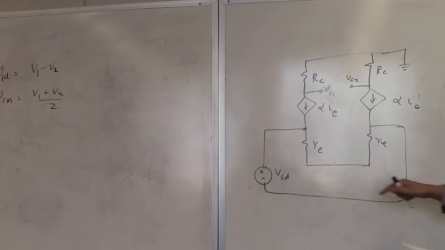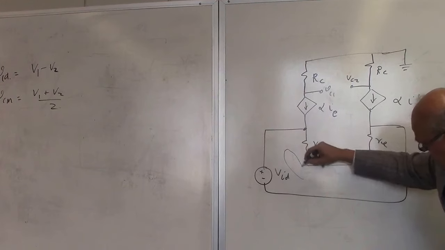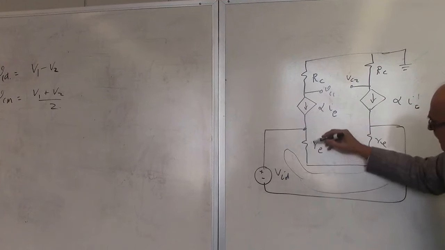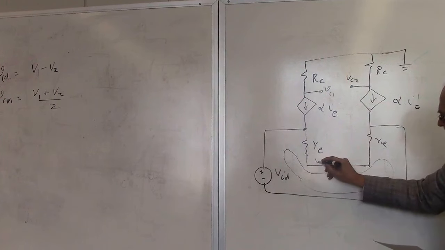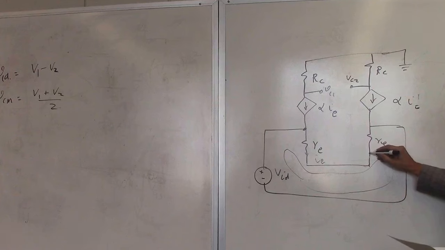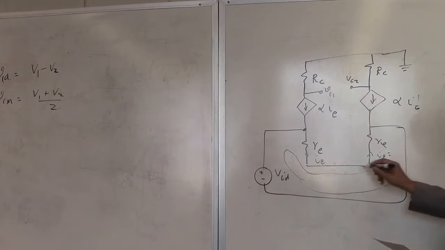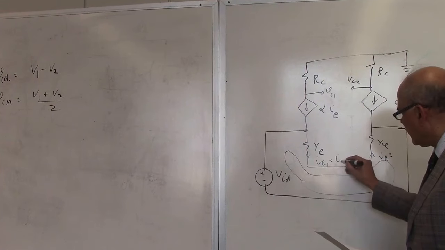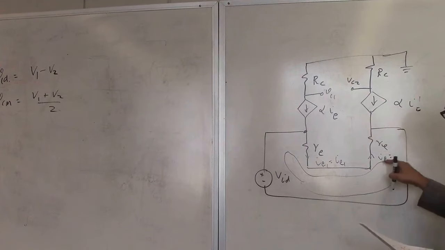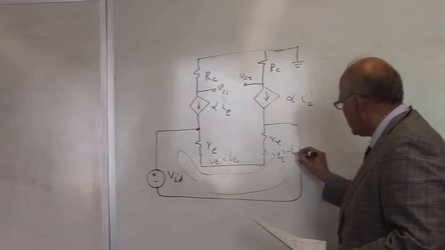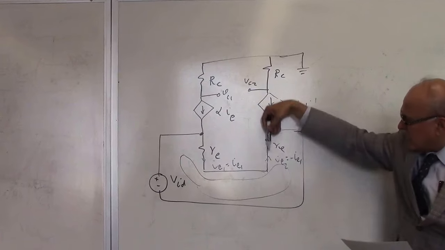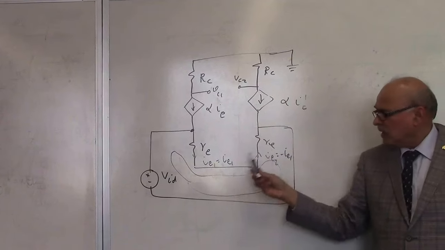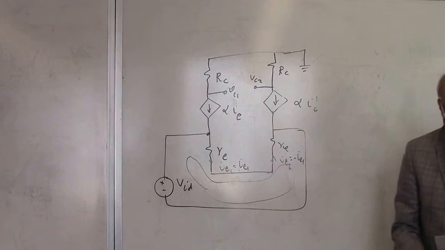if I go around a loop like this, what is the current here? IE. What is the current here? The same current IE goes like this. So IE1 is equal to IE, and IE2 is equal to minus IE1. The same current has to flow, there's no other place. So IE1 plus IE2 must add up to 0 because there's no place to go, which means IE2 is equal to minus IE1.